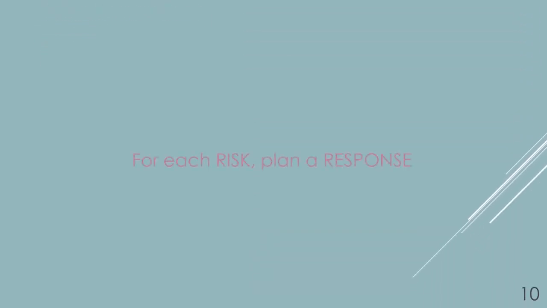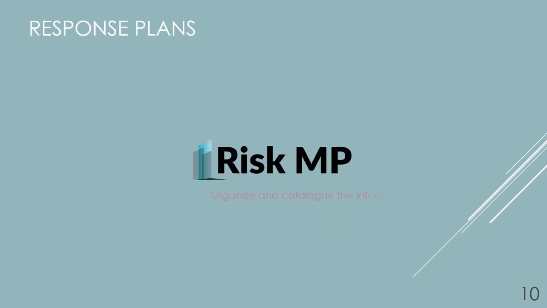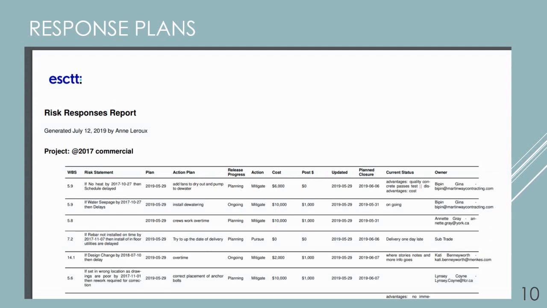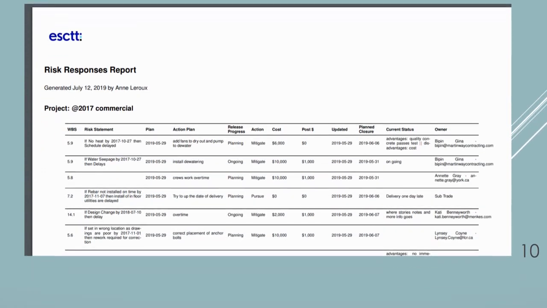For each risk, we plan a response. We decide which plans are preferable, we rank them, and we decide which ones will be carried out. Using a software tool to organize and catalog all of these various plans makes the filtering, prioritizing, and presentations easier. It simplifies the decision-making process. Response plans and progress should be reviewed and updated at every project management meeting.